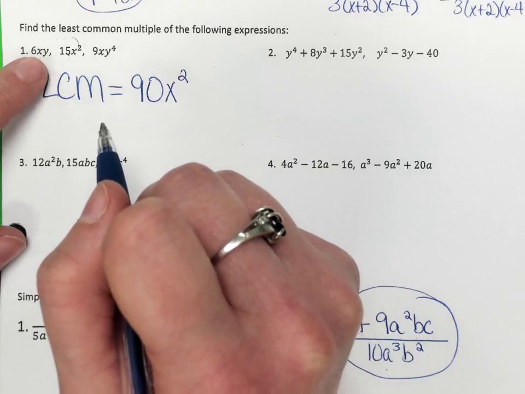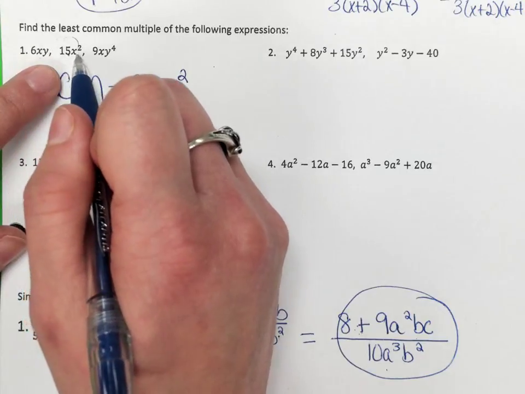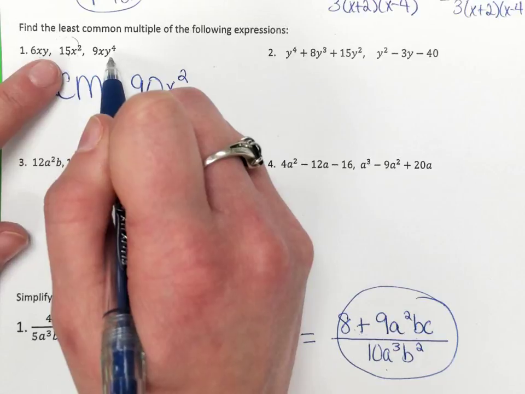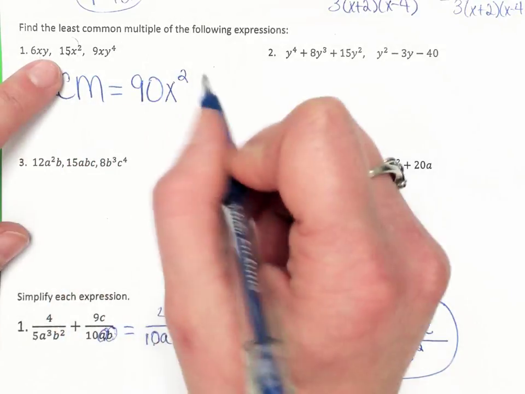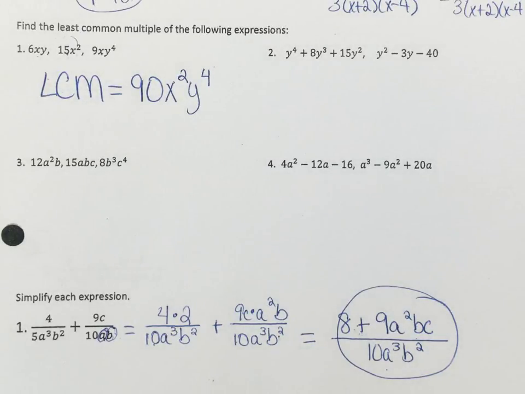All right, so then you've got y, you've got no y's, and you've got y to the fourth. What would I need to make them all exactly the same? Y to the fourth, and that's your least common multiple. Does that make sense? It's easier when you think about them as denominators.